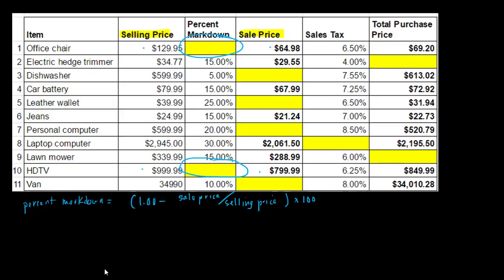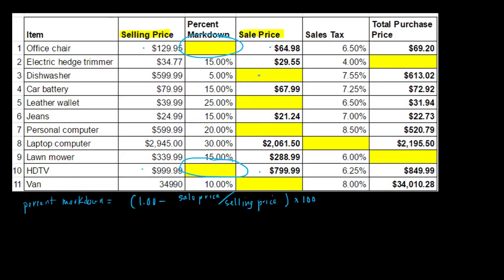Be very careful with your order of operations, okay? So make sure that you start by dividing sale price over selling price, then take that number and put 1 minus that number, okay? That's your next step. And then finally, once you've solved for the number in the parentheses, you can multiply by 100, okay? So be very careful about your order of operations. All right, let's move on to the next piece, which looks to be sales price.